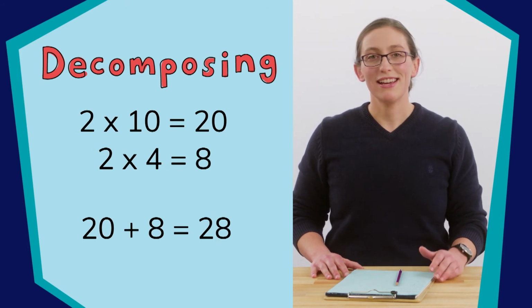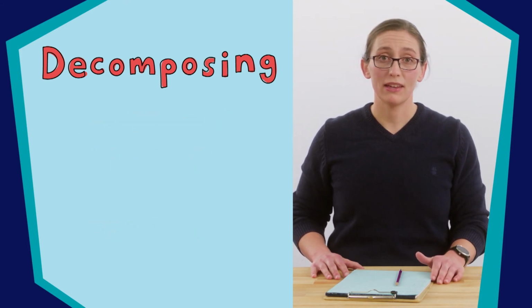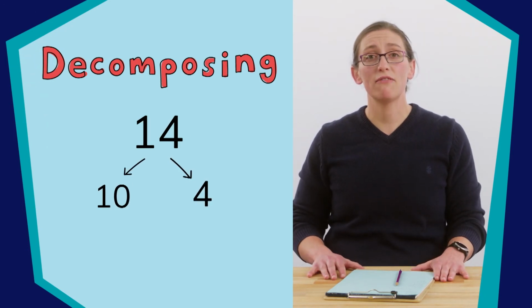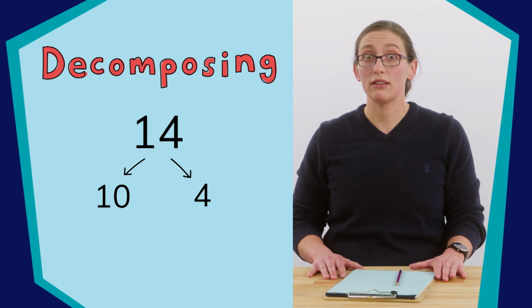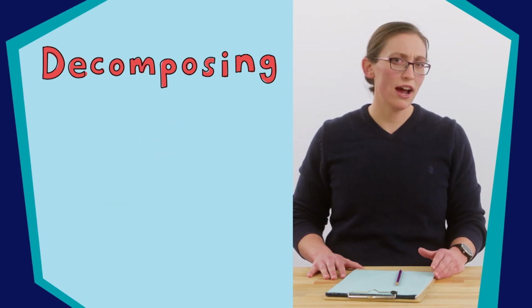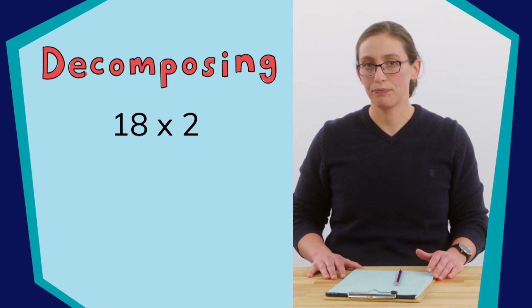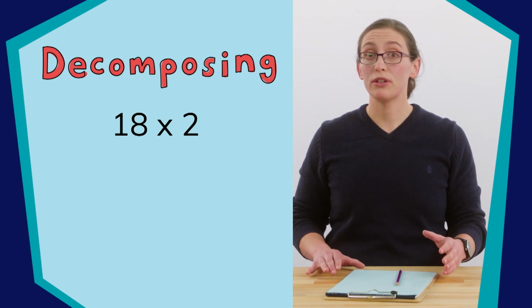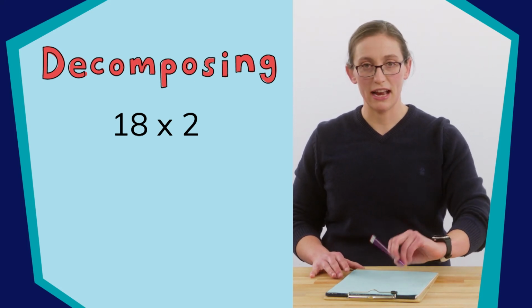Which strategy ended up being the best one for you? I know for me, decomposing 14 into 10 and 4 made the numbers really friendly to me. So let's try that strategy with another equation, 18 times 2. Try decomposing into numbers that will work really well for you. Let's meet up in just a second.